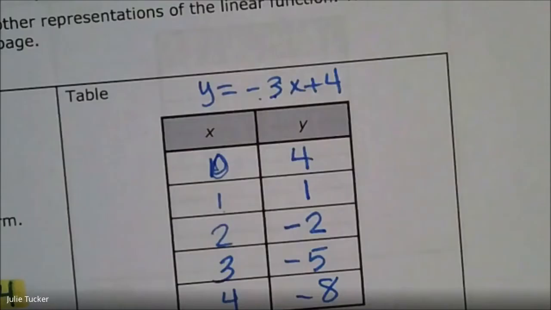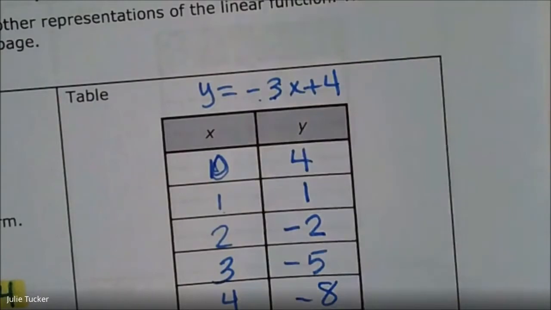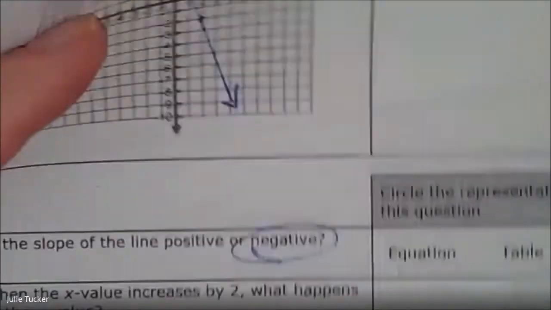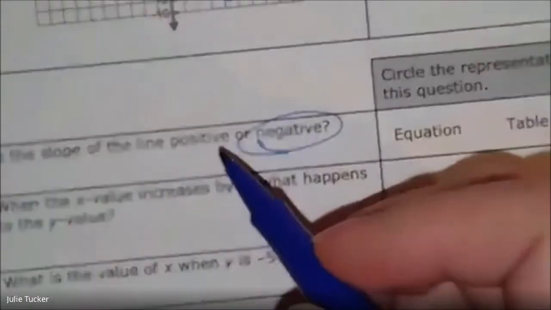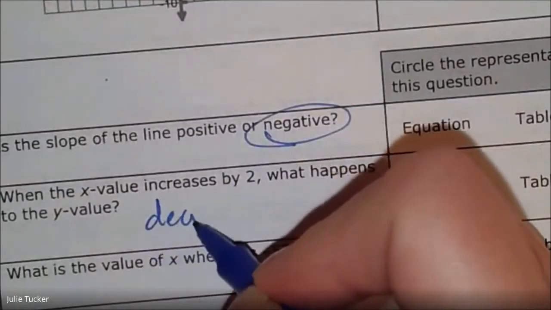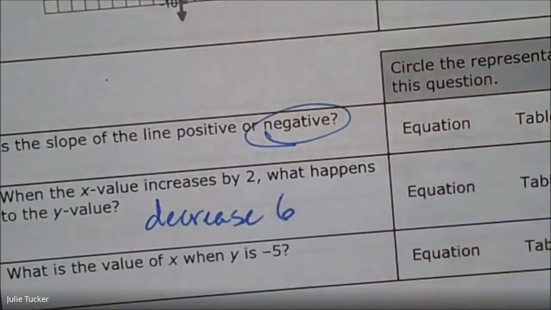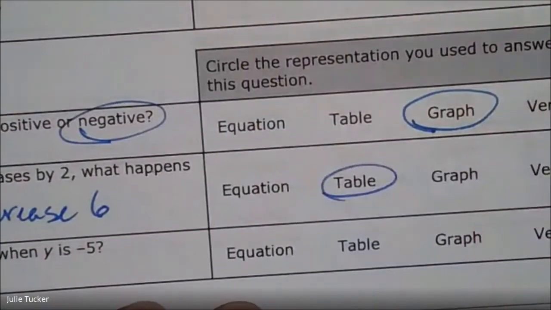Good. So I'm going to put decrease 6 from the table.